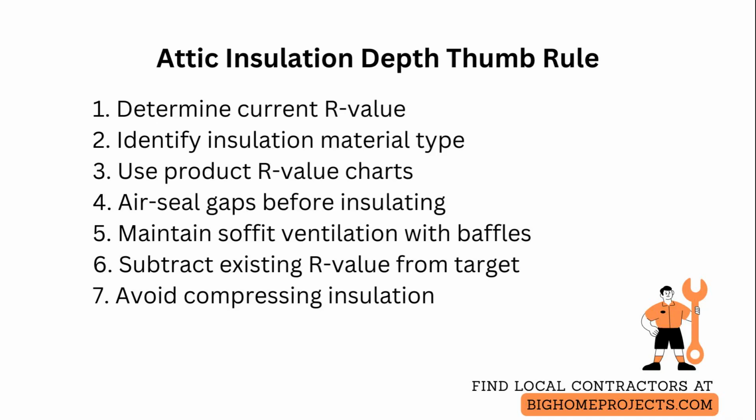For example, fiberglass batt might be about 3.5 to 4 per inch, while blown cellulose is about 3.25 to 3.5 per inch, depending on density. Air sealing is essential before adding insulation, so seal gaps around plumbing, wiring, recessed lights, and the attic hatch using caulk and foam to stop convective heat loss that deeper insulation alone cannot fix.